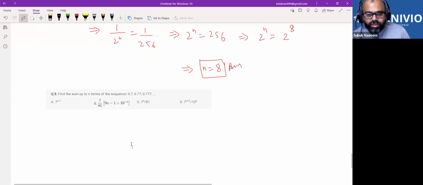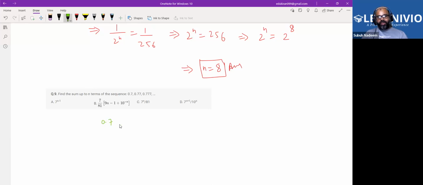So let us see the next question. This is the next question. Find the sum up to n terms of the sequence, and the sequence is 0.7, then 0.77, then 0.777, and so on. Sum up to n terms.